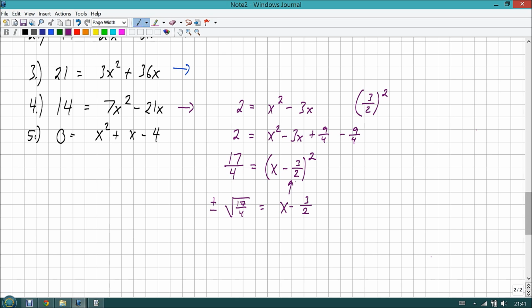Have you ever noticed that this number is always the exact same thing as this number? Coincidence? Add 3/2 to both sides, and we have 3/2 plus or minus the square root of 17 over 4 is equal to x. Double check your work.